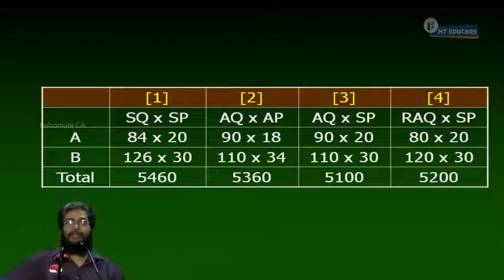In bracket write, column 1 is standard quantity and column 4 is actual quantity.